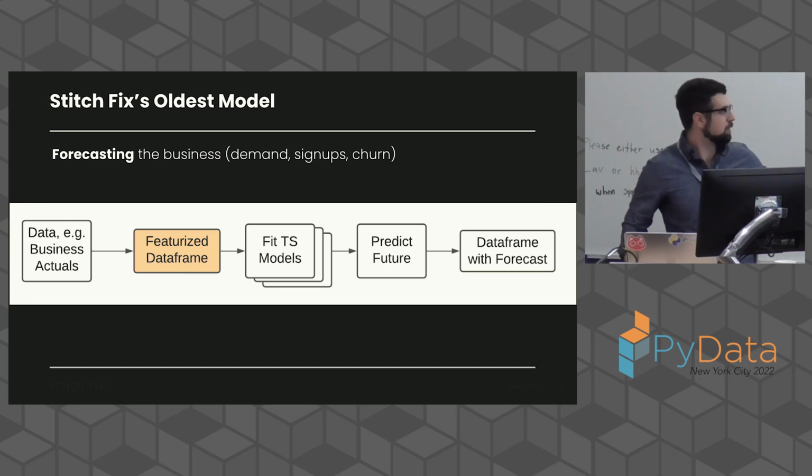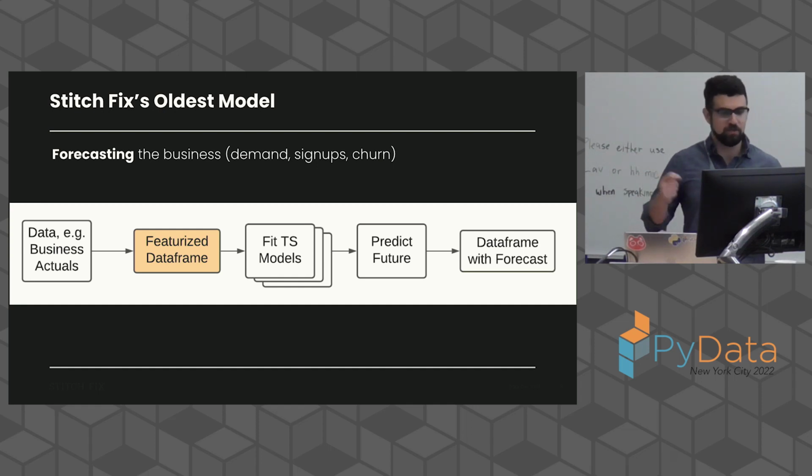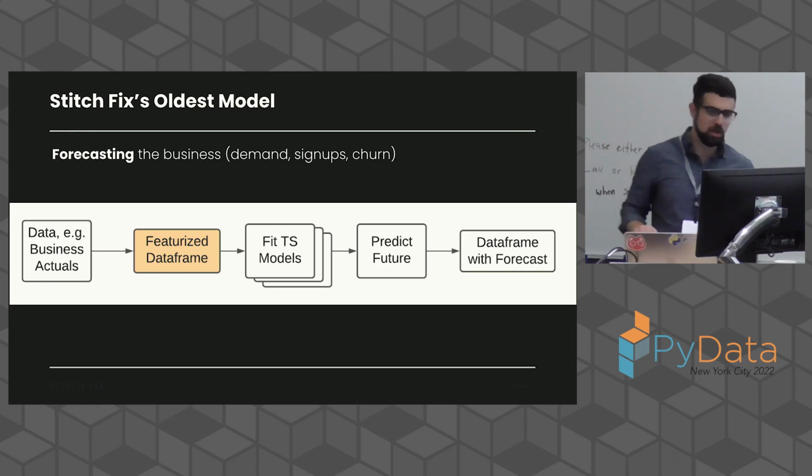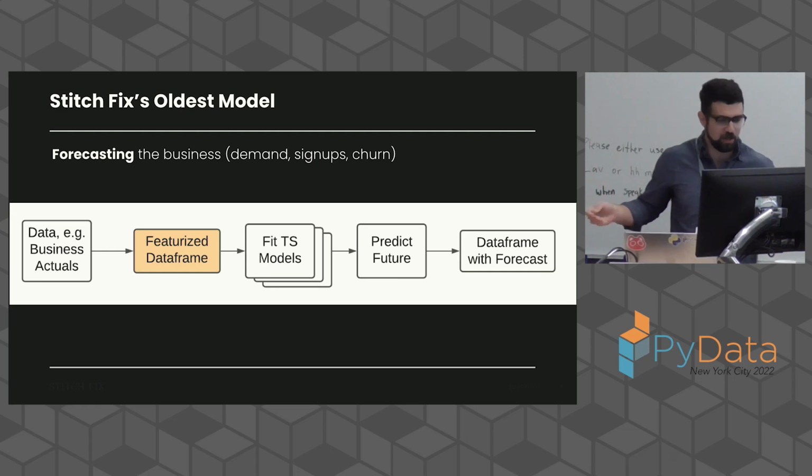You've got your data coming in, business actuals. Then you process that, turn it into a featurized data frame, fit a bunch of time series models, predict the future, right? So use those time series models to run a simulation looking forward, and then generate out a data frame with a forecast, save that somewhere, that's your consumable artifact.